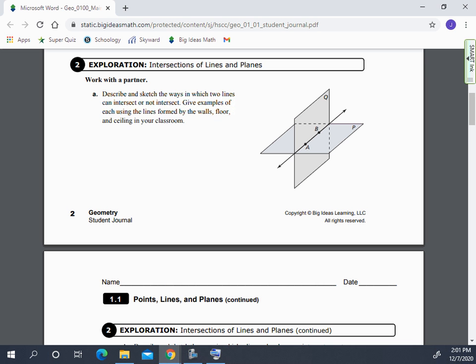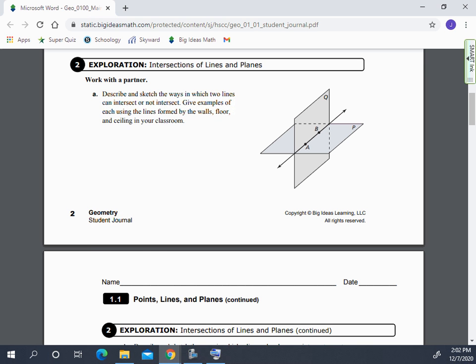Here we go. Next part, explanation 2. Describe and sketch the ways in which two lines can intersect or not intersect. Okay, lines. So lines go on forever and ever, right? And if they're not going to intersect, they're what's called parallel. Parallel lines do not intersect. So imagine these two lines are parallel, and to represent parallel lines, they have these little notches in them. That represents parallel lines. Those will not intersect.